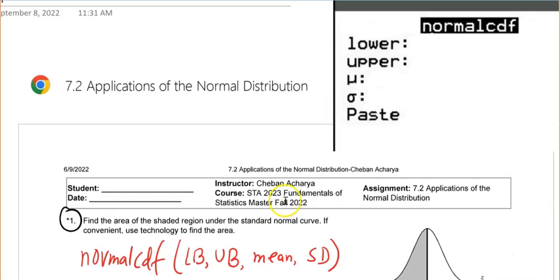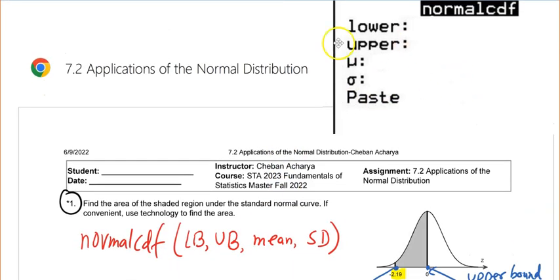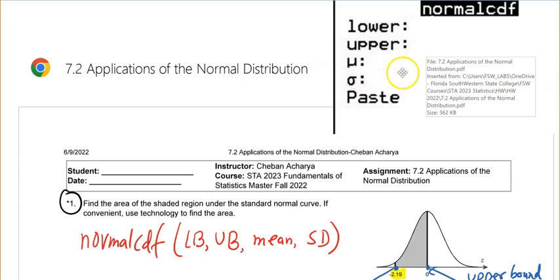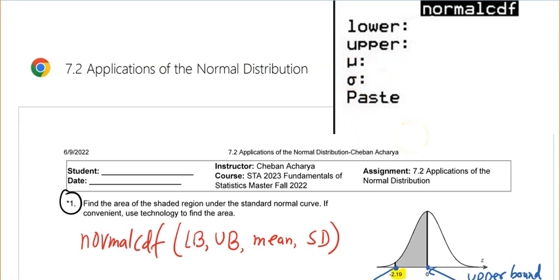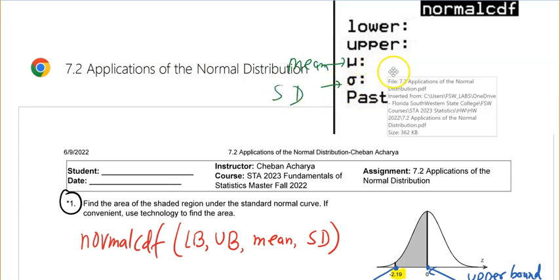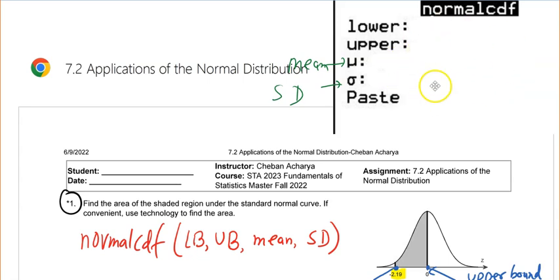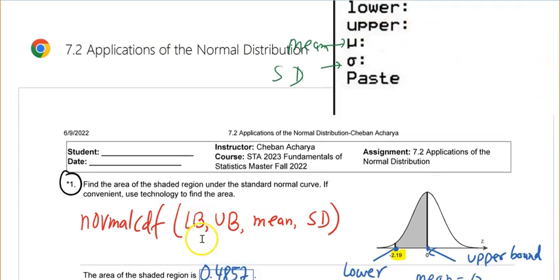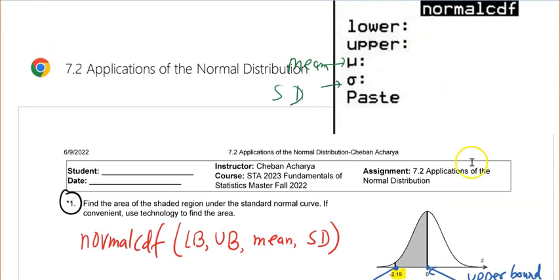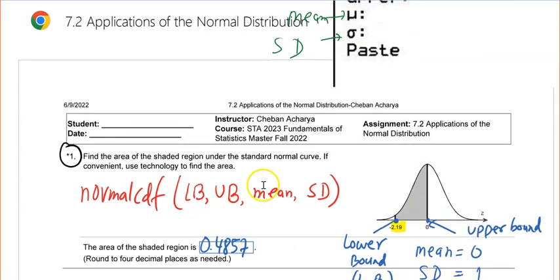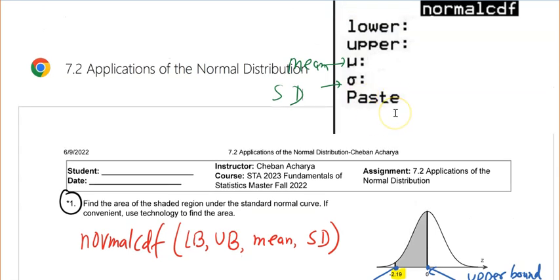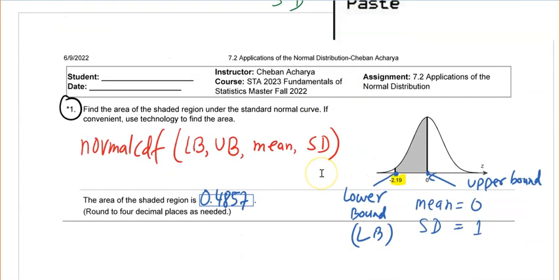Some calculators have this kind of option. They give you lower, upper, mu, and sigma. Remember that mu is the mean, the third number is the mean, and sigma is the standard deviation. If you have a calculator that shows that type of window, put the lower bound as this number, upper bound as this number 0, mean as 0 here, standard deviation as 1, and paste it and enter, you get the same answer. Make sense?